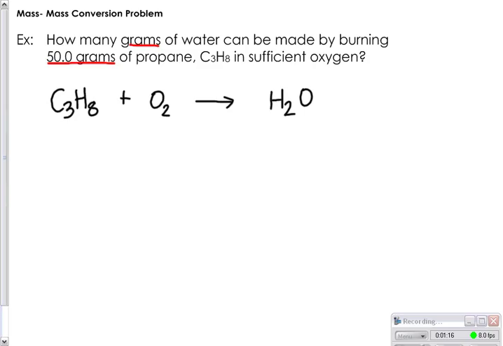Now, if you look at the parts of the equation that we have here, you can see that it's going to be a combustion reaction. So a combustion reaction of a carbon and hydrogen containing compound always produces water and CO2.